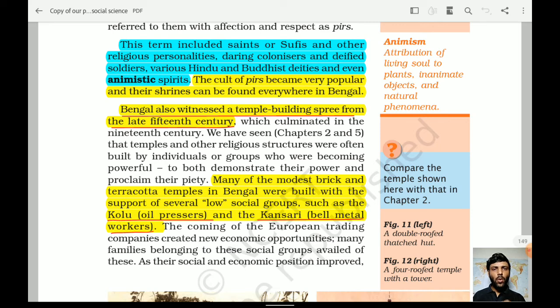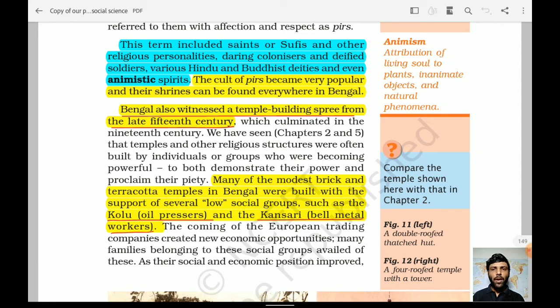So who moved from the western part to the eastern part, because there was uncertainty about how they were going to clear all these forests and how they were going to be settled there. Okay, but they got there, they got settled, and deified the soldiers and various Hindu Buddhist deities and animistic spirits. Hence this term Pir or the Sufis was used.